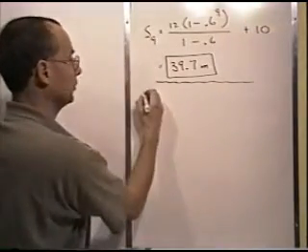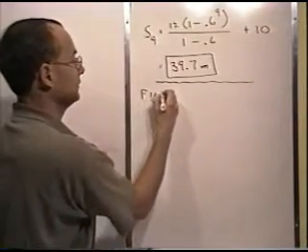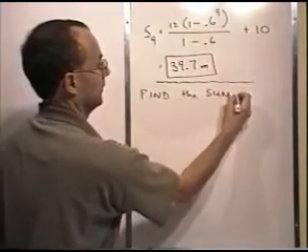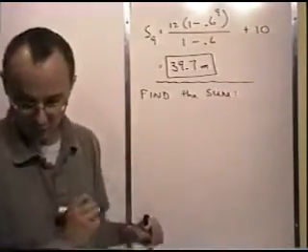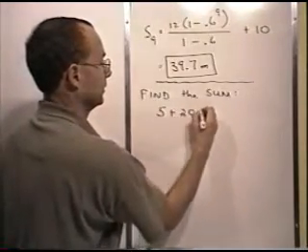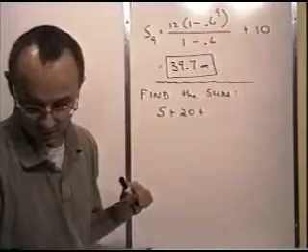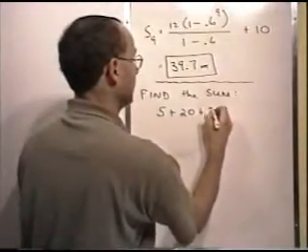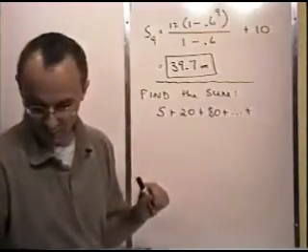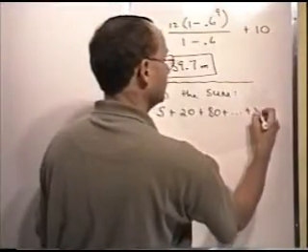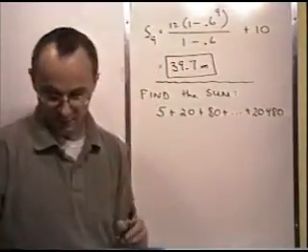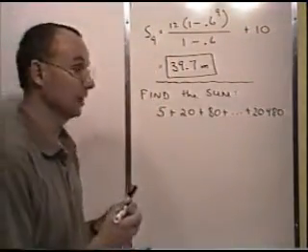So in this example, we want to find the sum. Now, sum of what? Well, let me show you what I had thought would be a pretty good series here. 5 plus 20 plus 80 plus ... all the way up to 20,480. So we're going to attempt to find this sum.